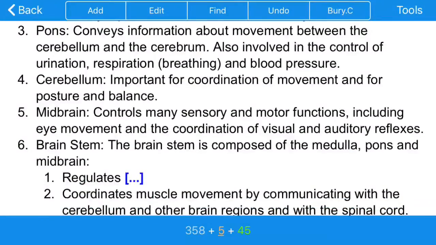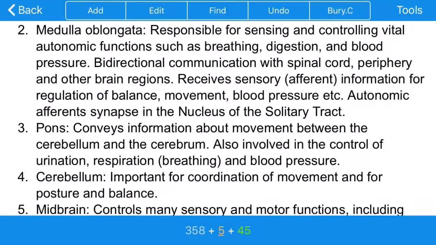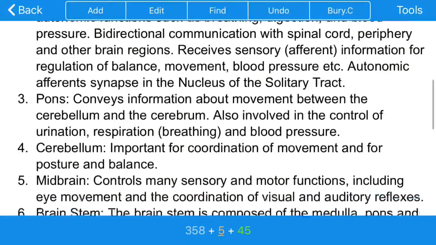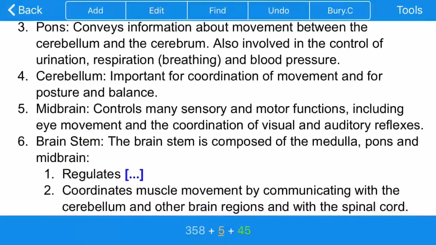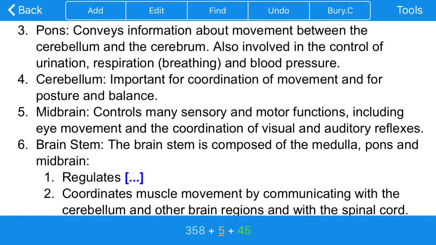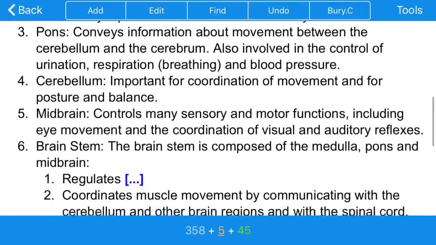Pons conveys information about movement. Alright, so the medulla oblongata is like, oh yes, breathing, digestion, and blood pressure. But then also balance. And the pons is like, dude, pass your movement signals through me, cerebrum and cerebellum. I'll help y'all coordinate. And also urination. Okay, well, which is a motor function. I mean, that's a motor function. Respiration. Right, okay, so medulla oblongata, I suppose, and the pons are responsible for different parts.